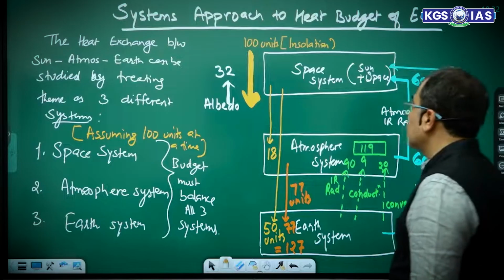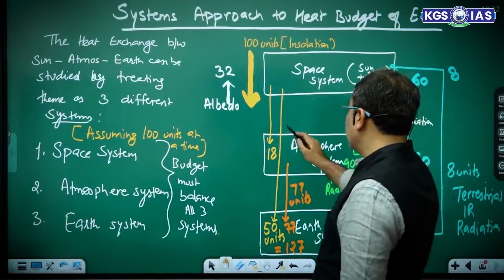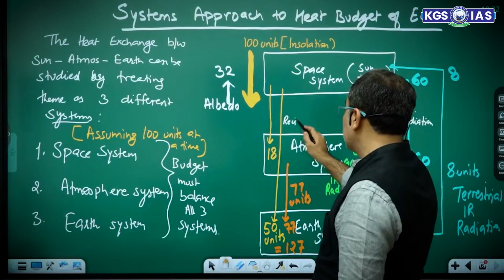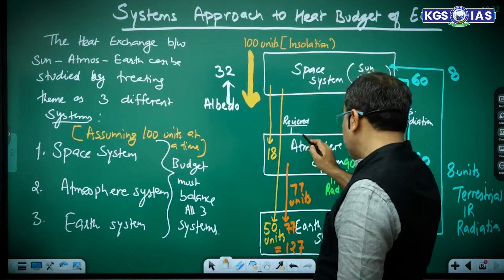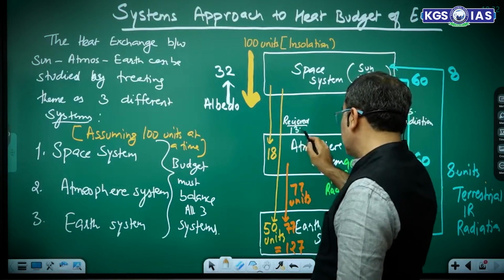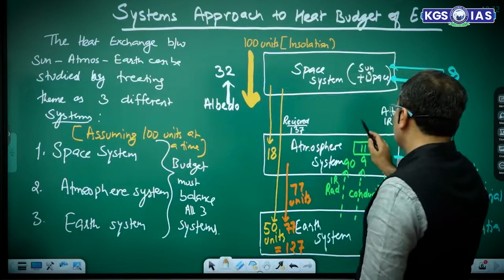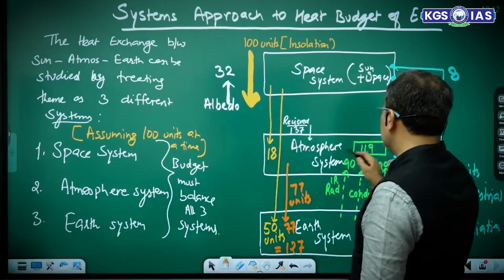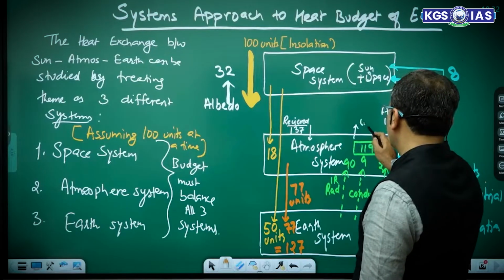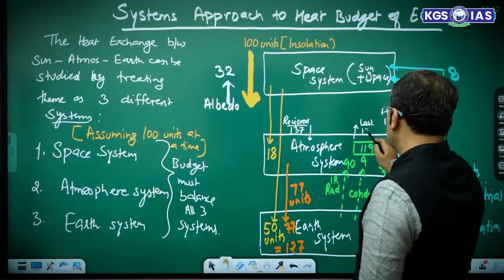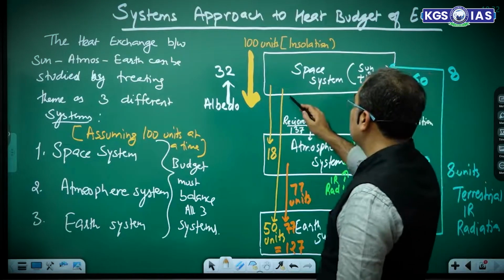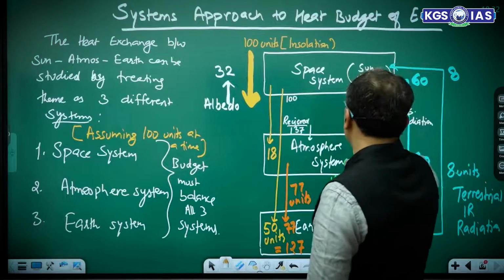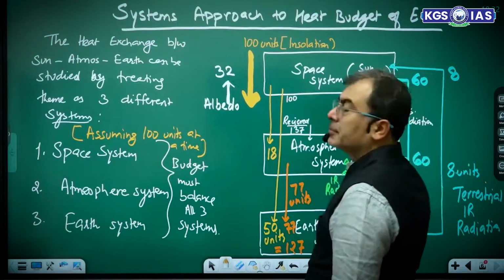So this system received 137. This was the receipt. And how much was the loss? 137. This system, 100 units and 100 units.